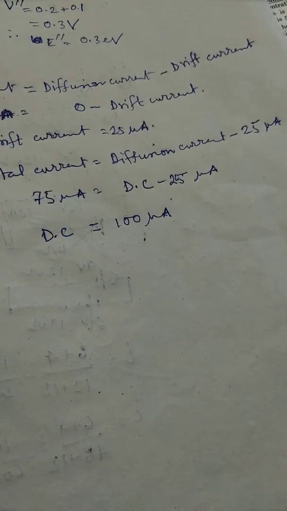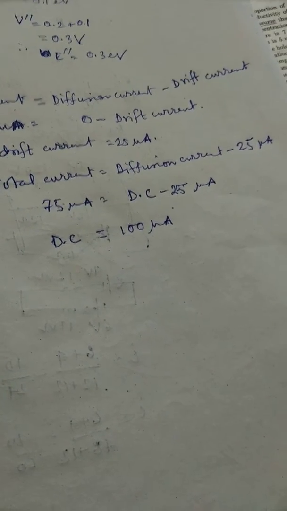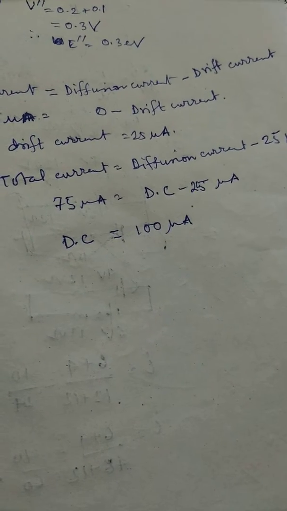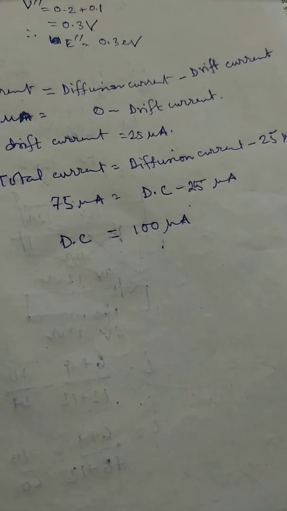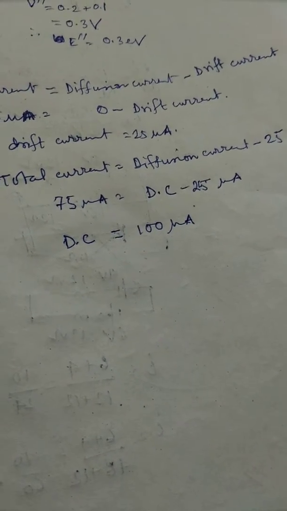So it is actually the answer of part C. Because they have told us to find the diffusion current in part C, when the total current is 75 microampere and it is in forward bias.